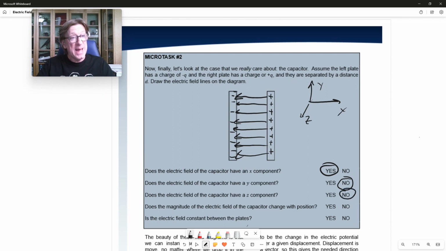Now, remember, the magnitude of the electric field is going to depend upon how close those field lines are, because the field and the force are directly proportional. So does that change with position? Do these lines ever change how far apart they are? No. So it's going to be a constant no matter what I do. So is the electric field constant? Yes, it must be, because it doesn't change.